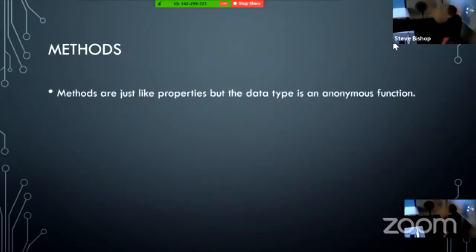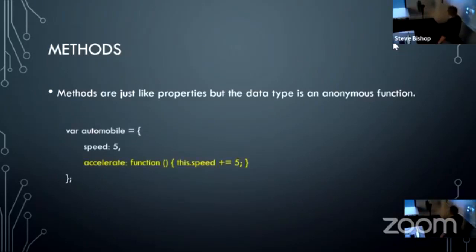Methods are just like properties, but the data type is an anonymous function. Var automobile is assigned an object where speed is 5 and accelerate is function. Wait a minute. What's missing there? Function.